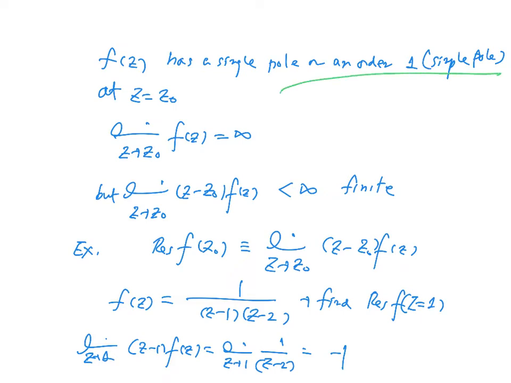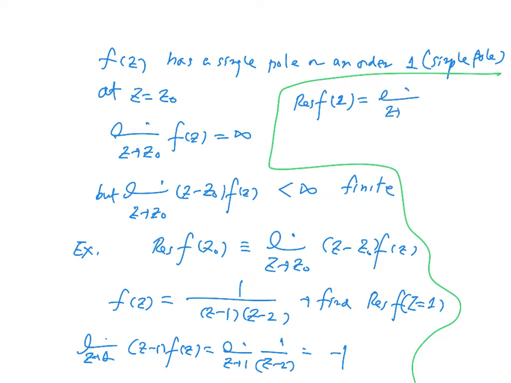If I ask you to find the residue at the other place, the residue of f at 2, simply in this case, the limit of (z minus 2) f(z) is 1, right? So very easy to find.